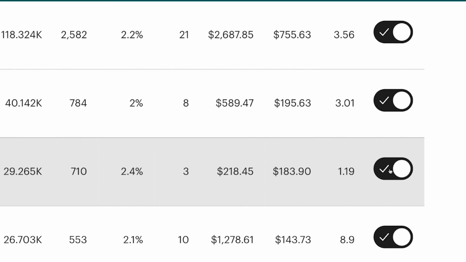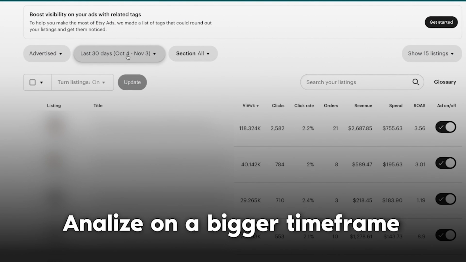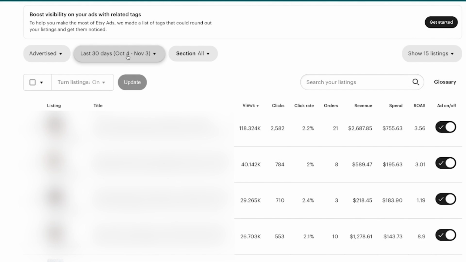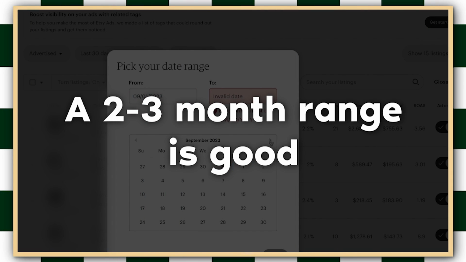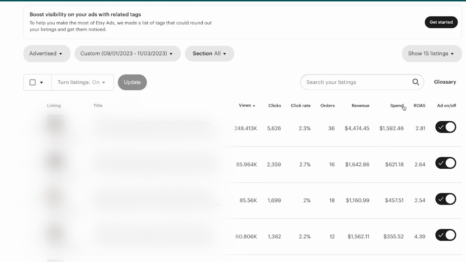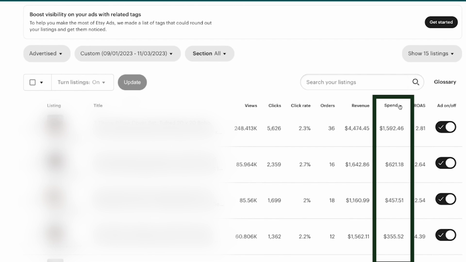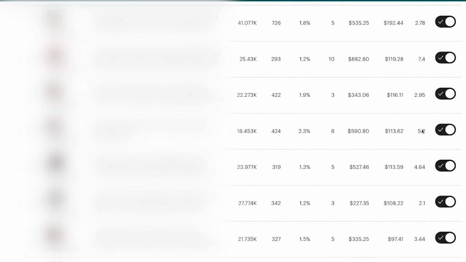Before we do that, there are a couple of different things. The first thing I want to do is analyze a bigger time view of what's been happening with this listing over a larger period of time. So I usually like to analyze within a 2 to 3 month range to see what's been going on in the listing. So here we're going back to September to November. I'm going to first sort by what's spending the most, because obviously that's what I care about, what's spending most of my money. And then I'm going to start going down here and seeing anything under 2x. So let's see if I can find anything under 2x.